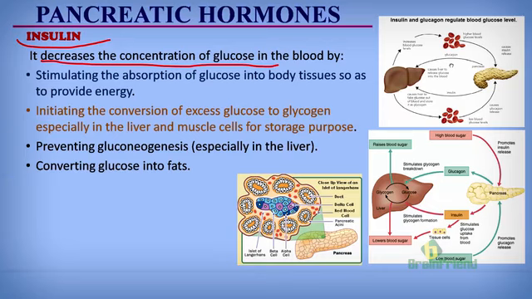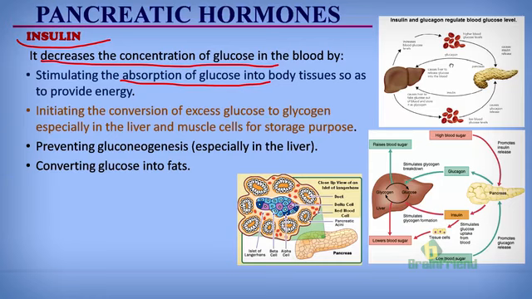What does insulin do? How does it decrease or reduce the concentration of blood glucose? It does this by stimulating the absorption of glucose into the body tissues. Remember, glucose is utilized in the body for energy. The tissues of the body use glucose to generate energy. So insulin will cause all the tissues of the body to take up glucose from the blood and utilize it for energy. By doing this, it has reduced the concentration of glucose in the blood.